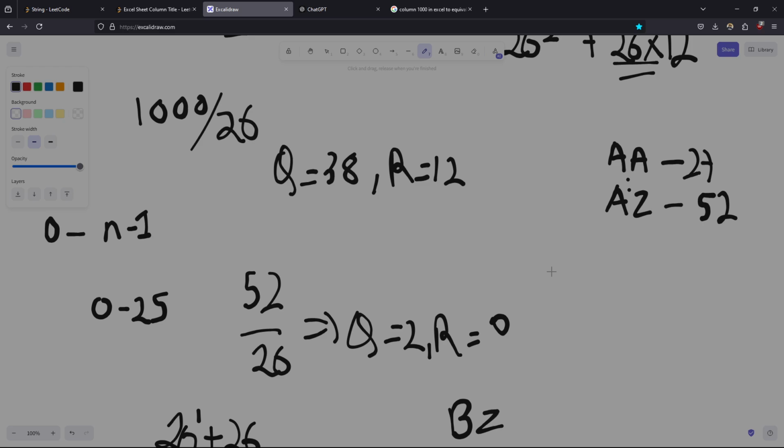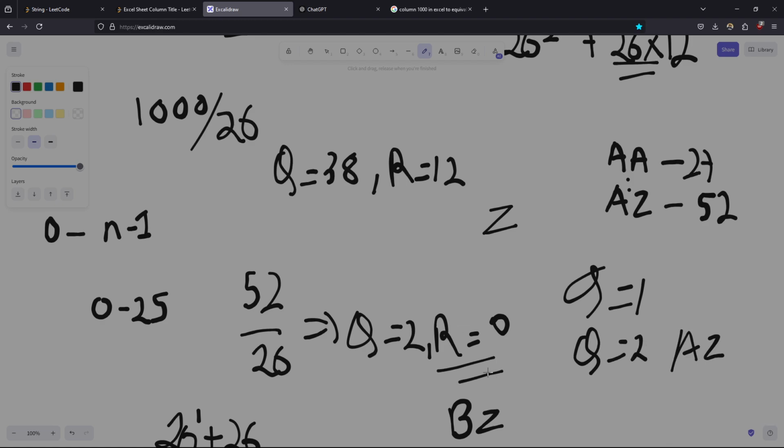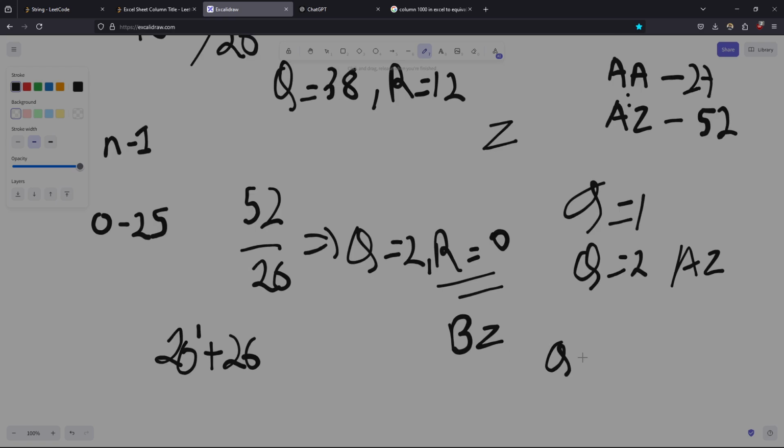But when we divide that number, we will get 2, 0. So what we have to consider is, okay, I got it. If we get quotient equals 1, then we will only return Z. But if quotient equals 2, then we will return AZ, I mean, if the remainder is 0 too. But if quotient equals 2 and remainder equals 1, then we need to return BA.